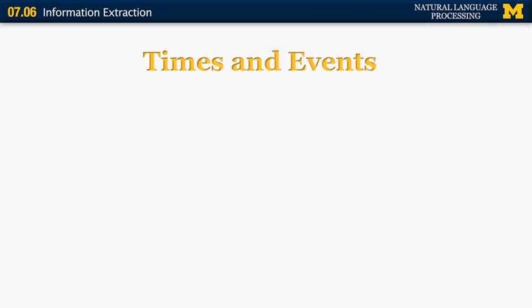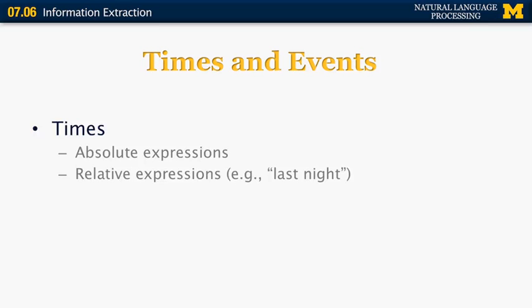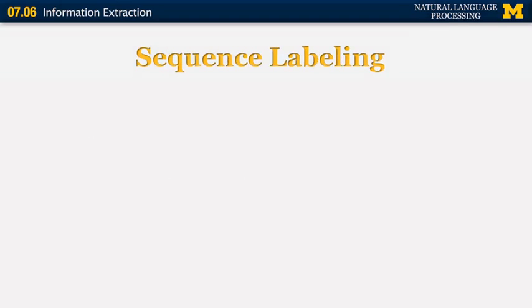In addition to named entities, we want to be able to extract things like times and events. So times can be absolute expressions, like for example, January the 7th, or relative expressions, for example, last night or next Thursday. We also want to be able to extract events and so on.